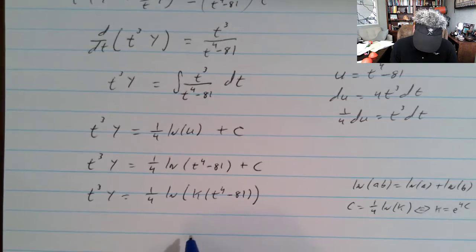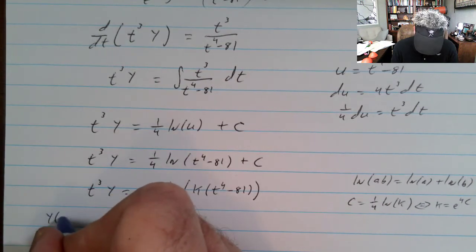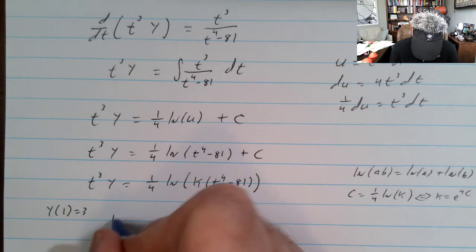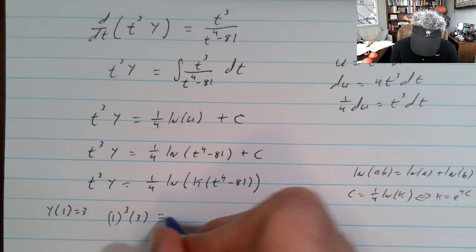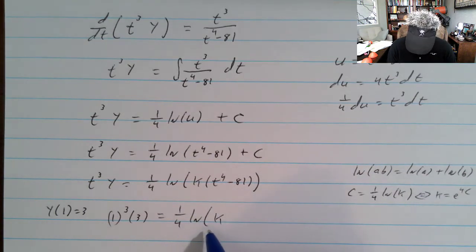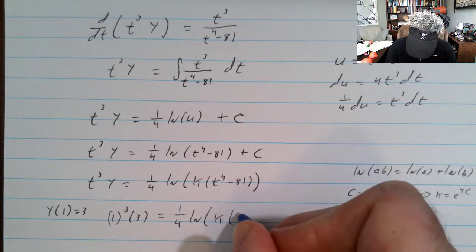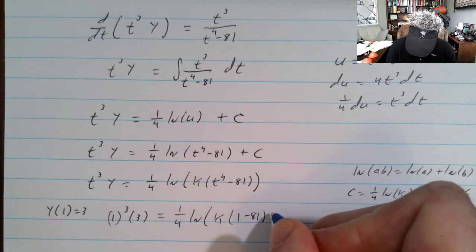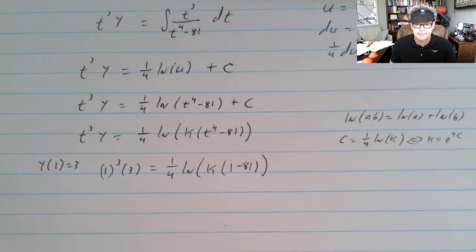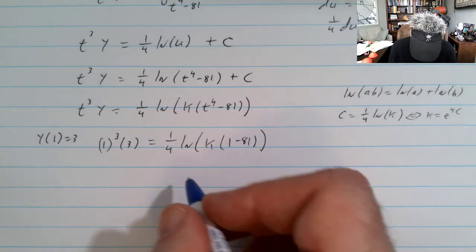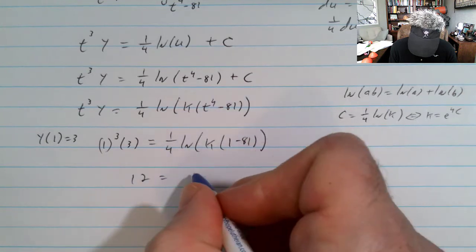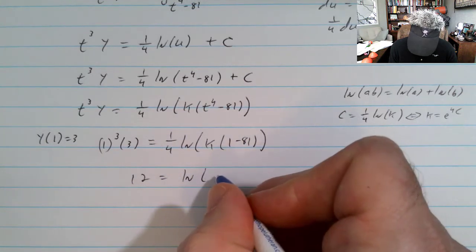So if we put in our initial condition here, y(1) equals 3, then we've got 1 cubed times 3 is 1/4 natural log, so 1/4 log of k times 1 minus 81. So it seems like we need the absolute value there, right? We're going to have a negative. We all know we can't take the log of a negative. But let's continue anyway. 3 times 4 is the log of negative 80k.